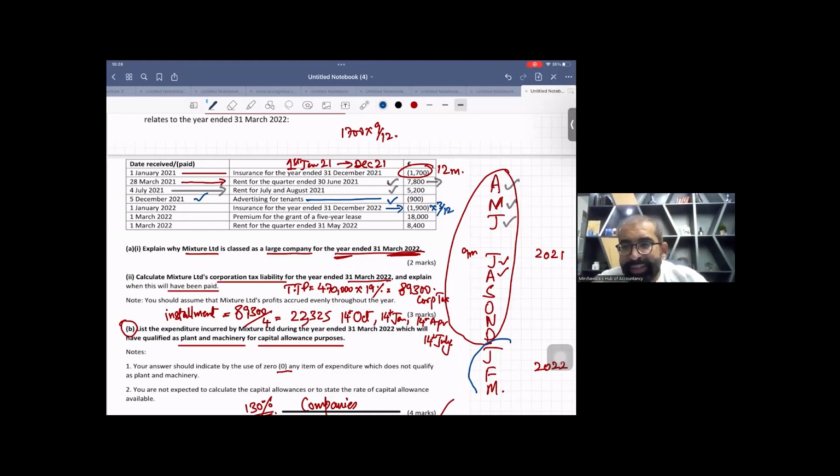Now, one interesting thing after a long time. On 1st March 2022, see this date.